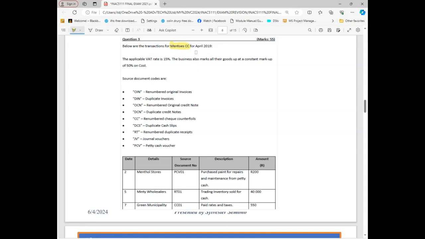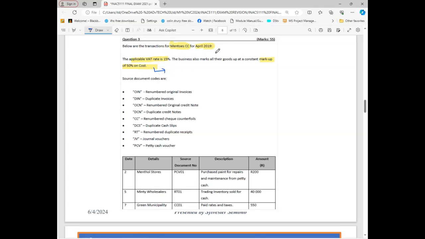Firstly, we are meant to CC, and then our period is April 2019. If you look at these, you can see that the VAT is applicable at 15%, which is very important because VAT is applicable. And then the business marks all their goods at a constant markup of how much? Of 50%. Like we have said before, immediately when you see these, you can just quickly analyze.